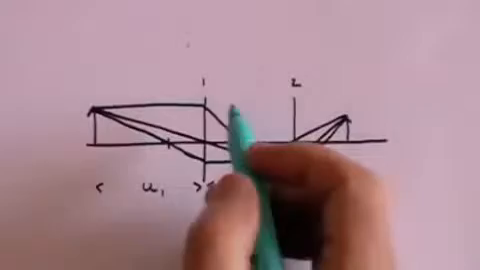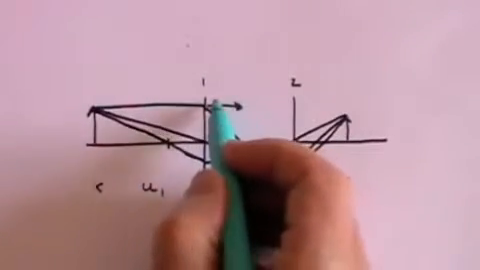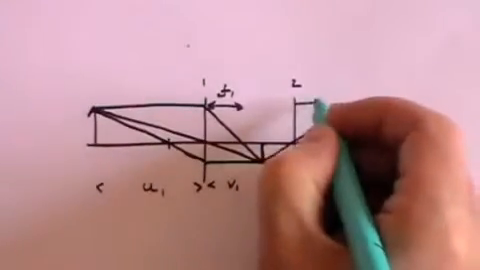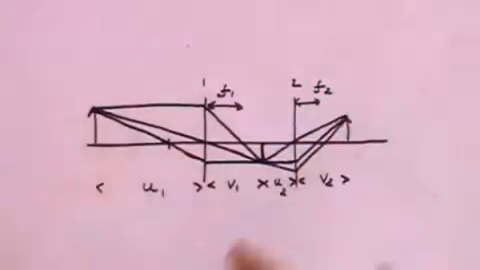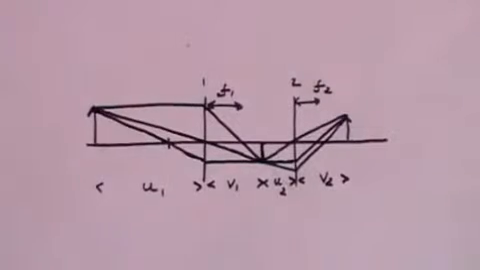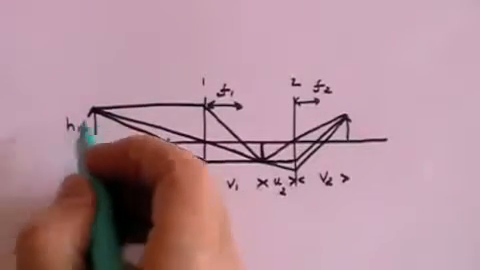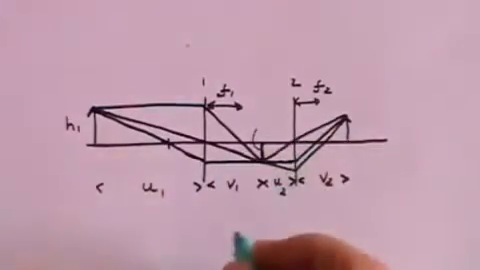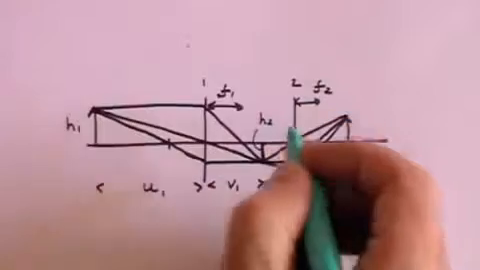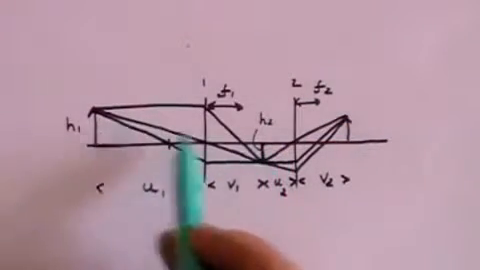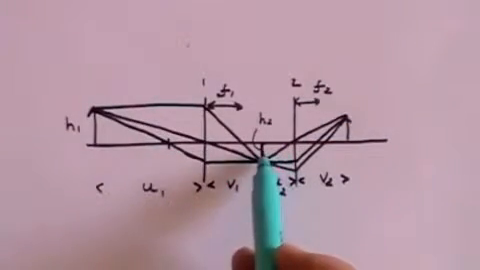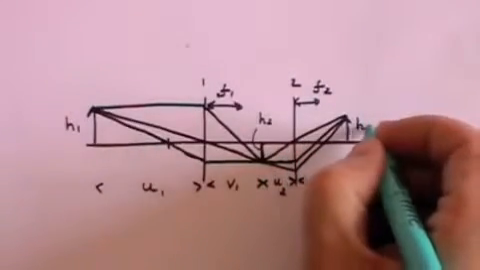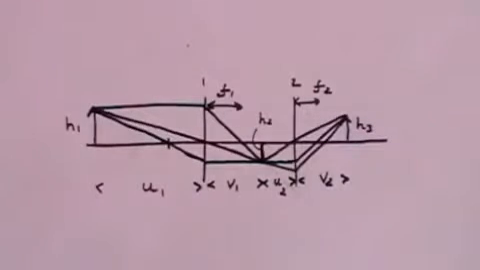And we know that the focal length of this lens is f1, and we know that the focal length of this lens is f2. I am going to call the height of the object h1. I'm going to call the height of the, as it were, the interim image h2. That's the image which is formed from this lens, which becomes the object for this lens. And I'm going to call the height of the final image h3.